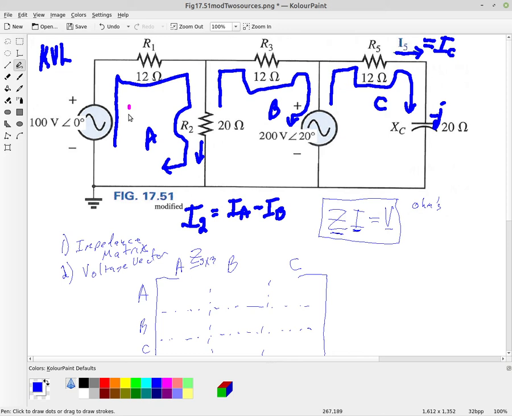And so what I want to do is for loop A, I'm going to go through and add up all the impedances. So all the impedances are going to add up, and I'm going to add them in here. So I'm going to have a 12 ohm plus a 20 ohm. So 12 plus 20.